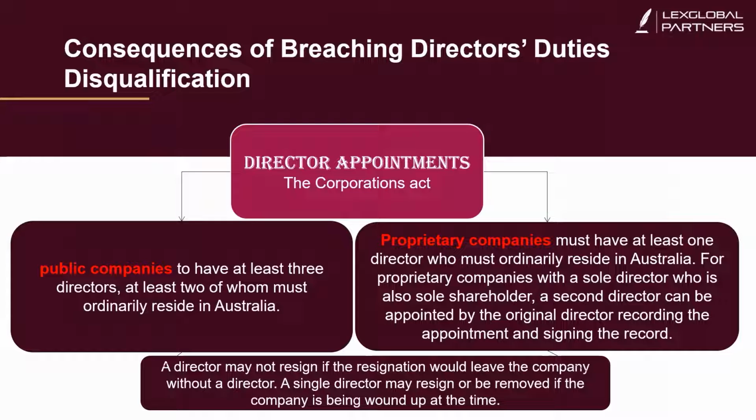Director appointments, the Corps Act, consequence of disqualification. Public companies have to have at least 3 directors, at least 2 of whom must ordinarily reside in Australia. So for appointments of directors in the Corps Act, there are certain requirements based on whether you're a proprietary company or a public company. In proprietary companies, there must be at least 1 director who must ordinarily reside in Australia. For proprietary companies with a sole director who is also sole shareholder, a second director can be appointed by the original director, recording the appointment and signing the records.